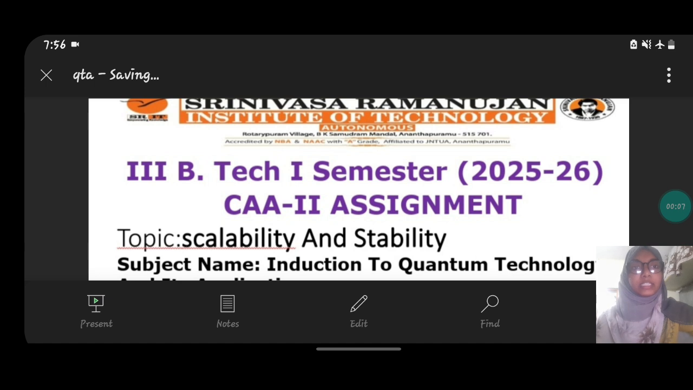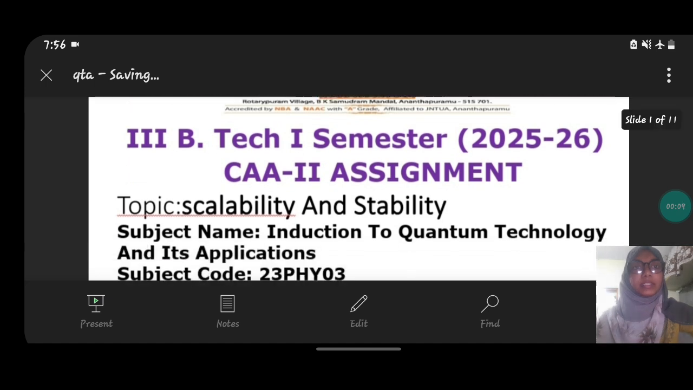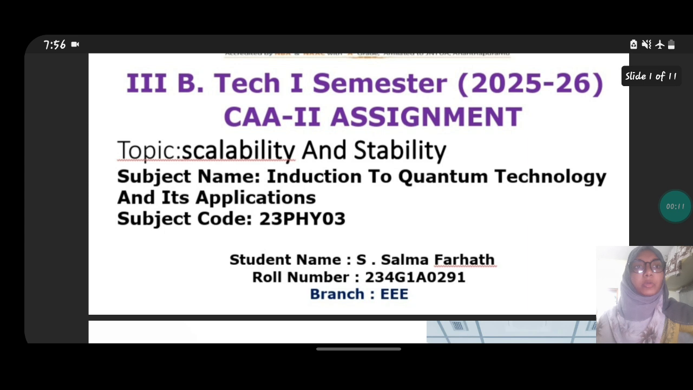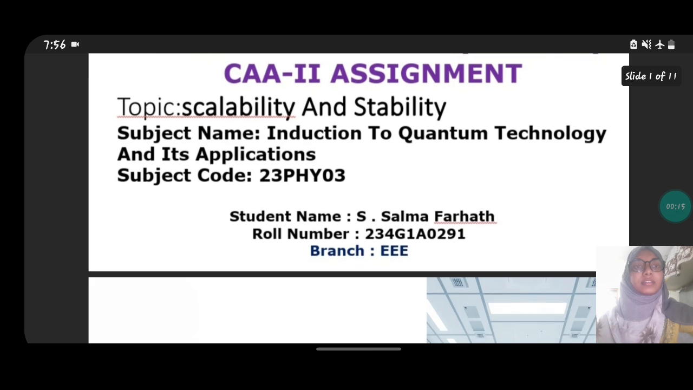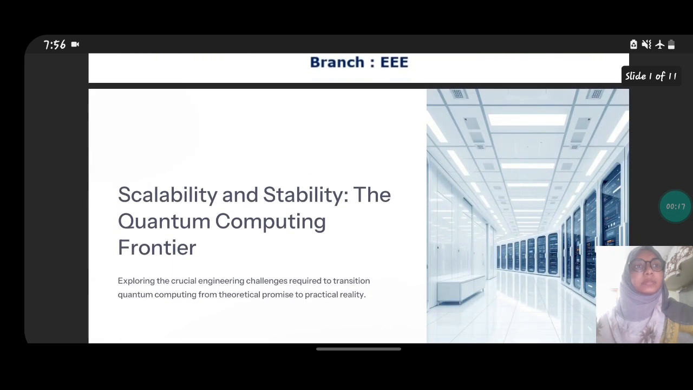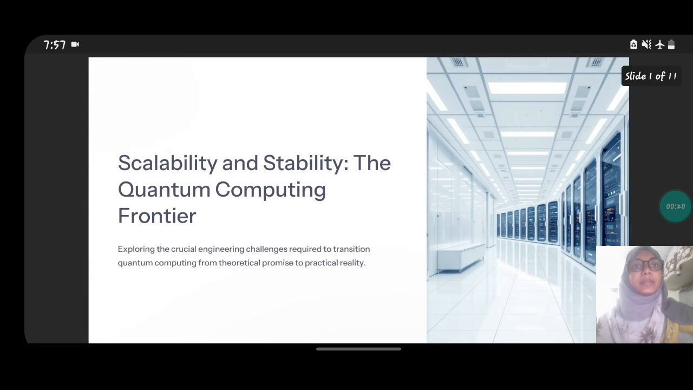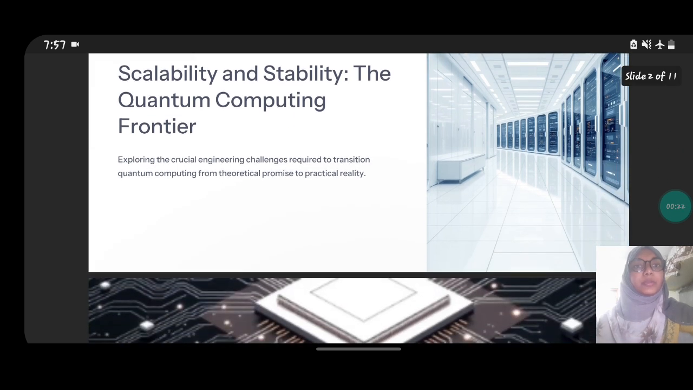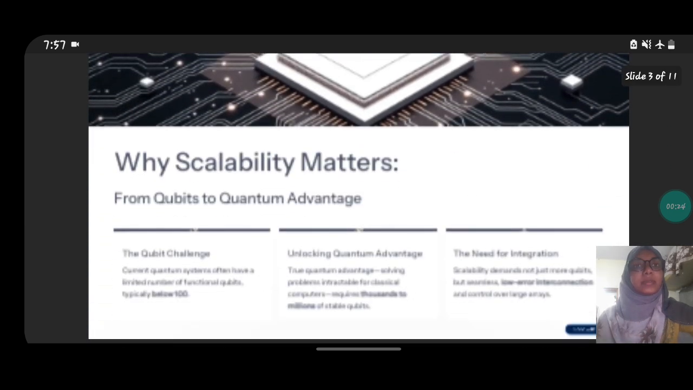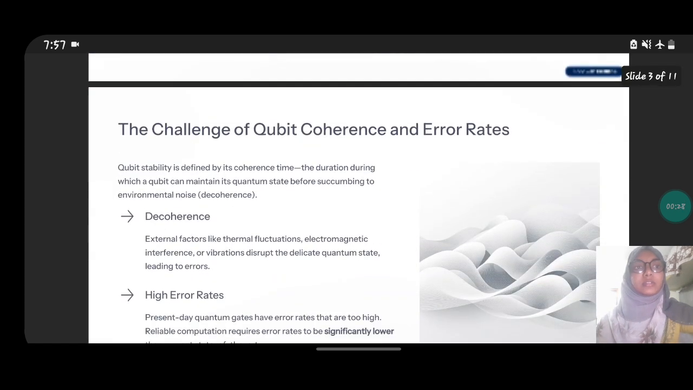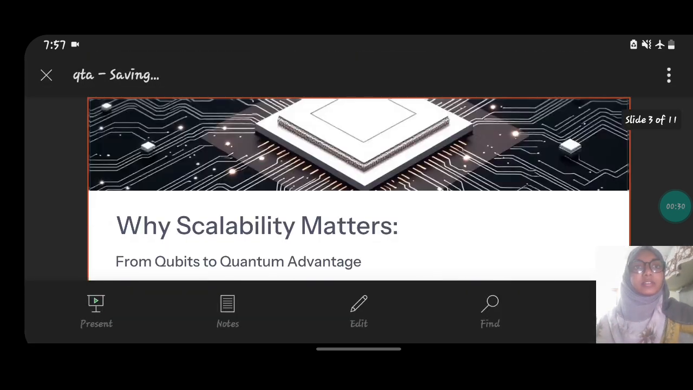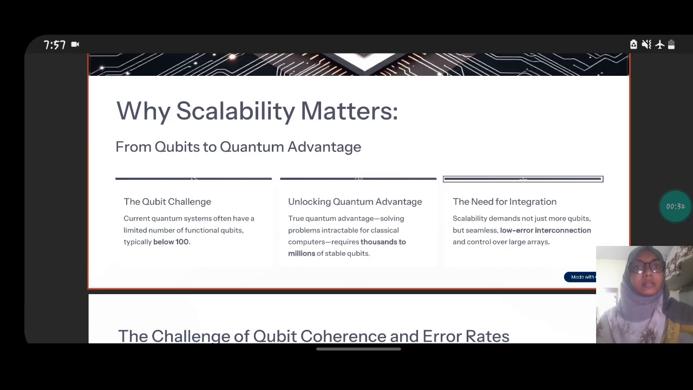Today I am going to talk about scalability and stability in quantum technologies and why it is important nowadays. So here is my topic: scalability and stability in quantum computing. Why scalability matters, from qubits to quantum advantage.